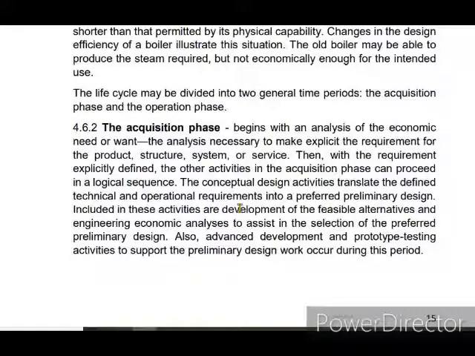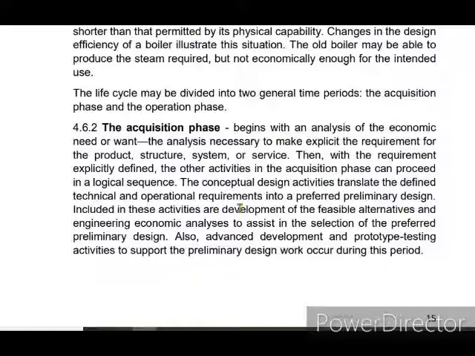Next, the acquisition phase. What is it? It begins with an analysis of the economic need or want. Okay, so the analysis is necessary to make explicit the requirement for the product, structure, system, or service. So the needs or wants should be analyzed, to make it clear that it should incorporate the requirement of the product, structure, system, or service. So then the requirement is explicitly or clearly defined.